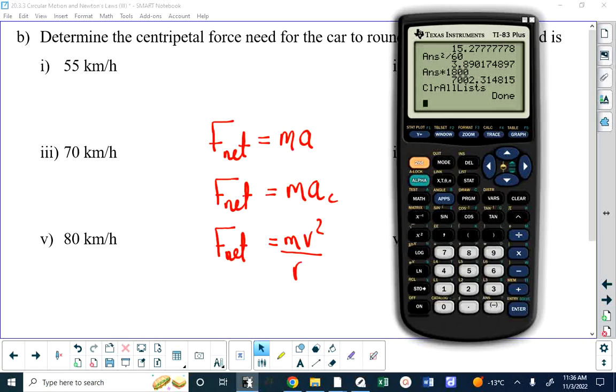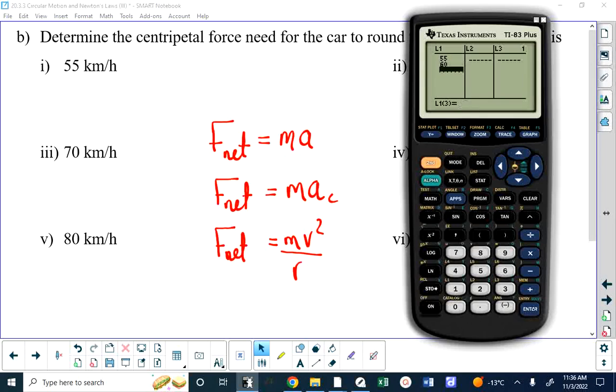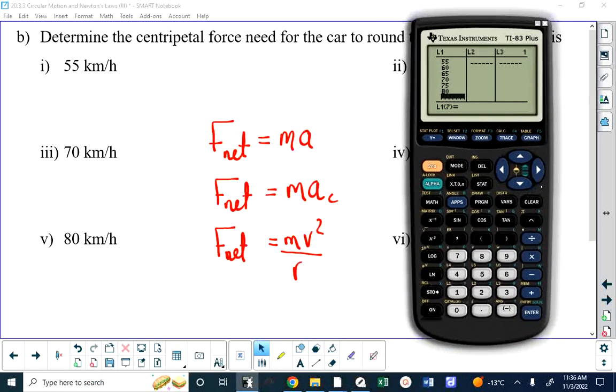So what I am going to do, stat edit, is in list 1, I'm going to put all of my speeds. 55, 60, 65, 70, 75, 80, 85. Those are all of the speeds. Are you with me? What list are they in? L1. Okay, so let's quit out of here.